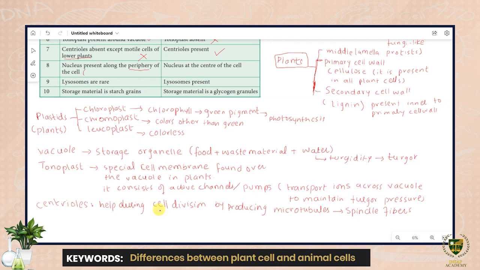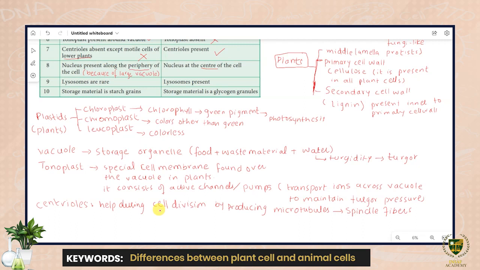Because of the large vacuole. Because of the large vacuole that is central. While in animal cells, the nucleus is at the center of the cell. Clear? That is central. While in plant cells, it is peripheral.